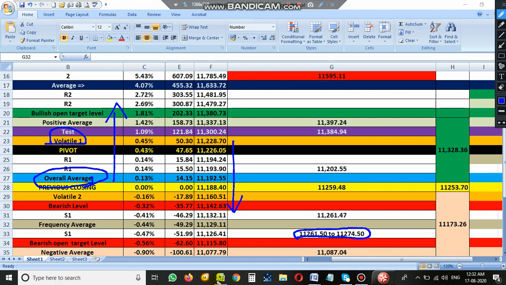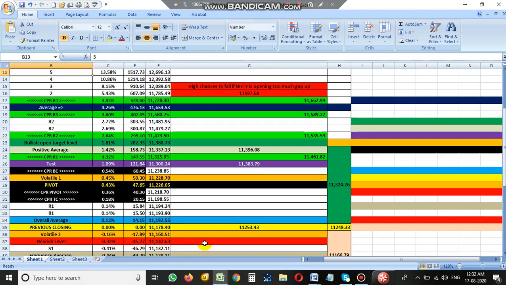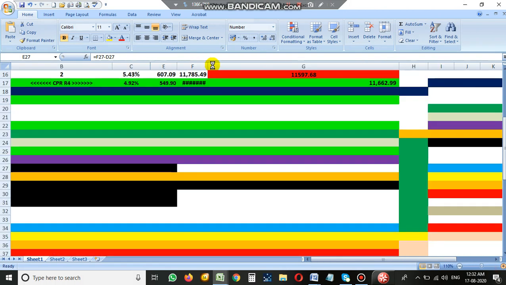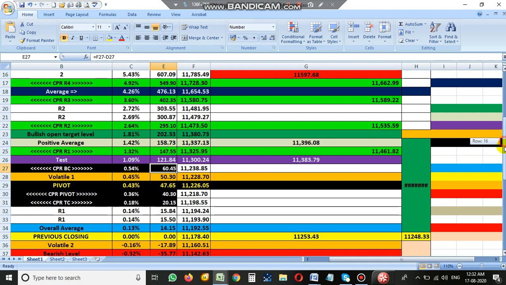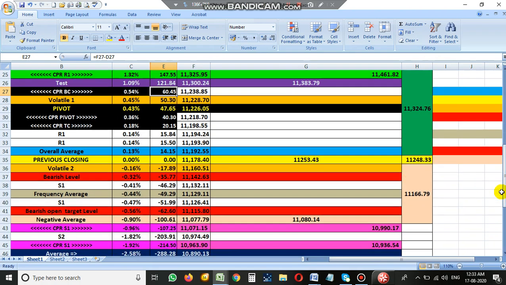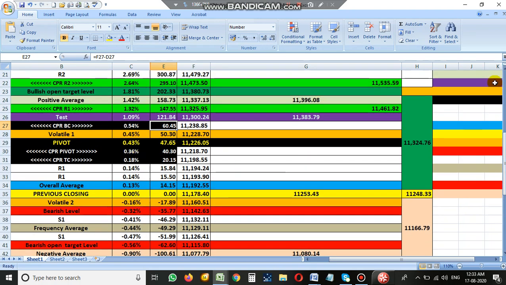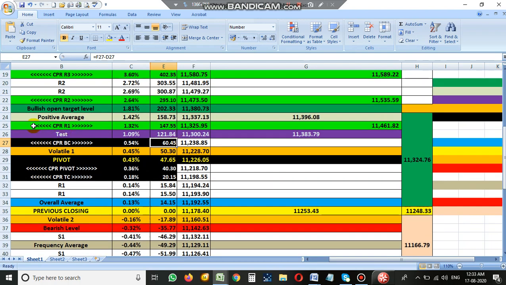So that is a good chance if we know the CPR, because as per the CPR rule, you can go and check it out on Google, and you will find it on websites as well, like TradingView and others, you have the CPR levels. So what the CPR is indicating, whenever it opens above our CPR R1, it indicates that the market has chances to go to CPR R2.